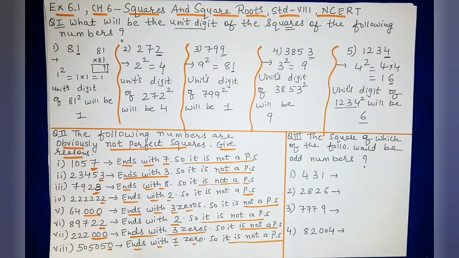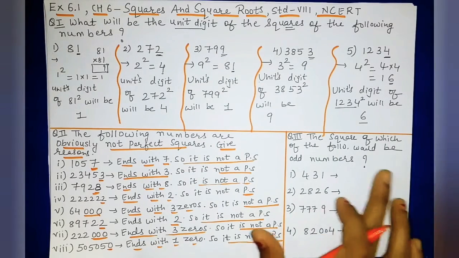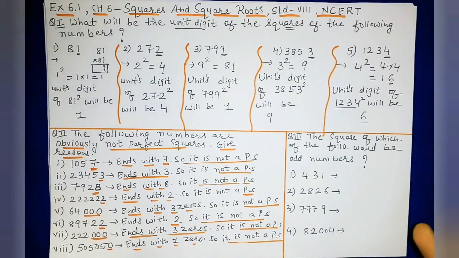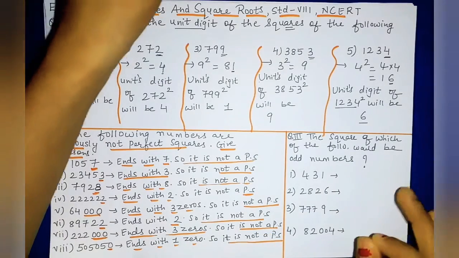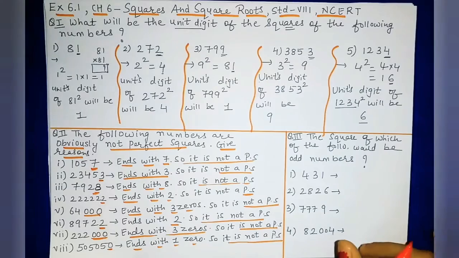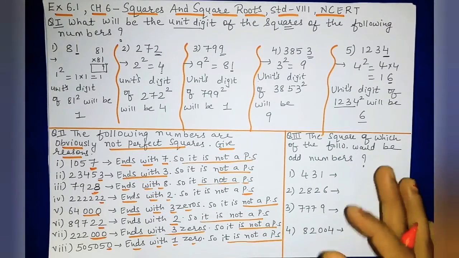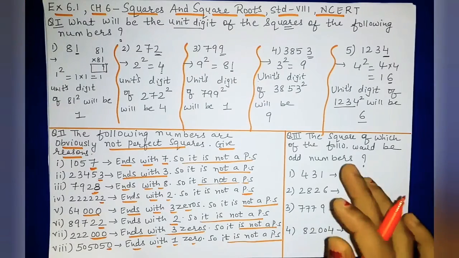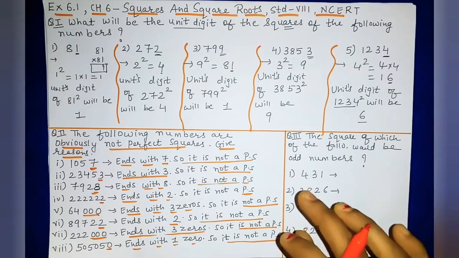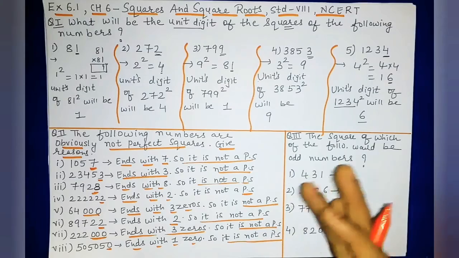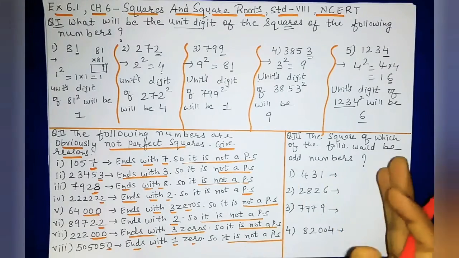Question number 3 is: the square of which of the following would be odd numbers? You will tell which of the following numbers, when we square them, when we multiply 2 times, the answer will be odd. So again we have seen the properties that the square of an odd number is always odd and the square of an even number is always even.